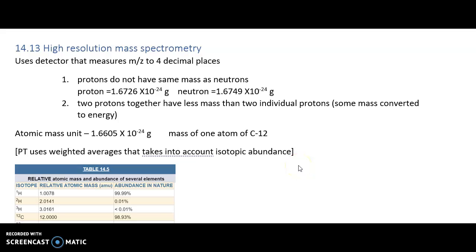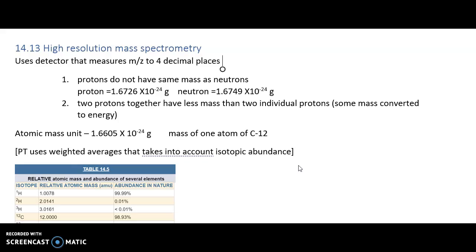High-resolution mass spectroscopy. This method uses a detector that can measure the mass-to-charge ratio to 4 decimal places. Protons do not have the same mass as neutrons. So a proton is that, but a neutron is this. So we differ in these last digits.